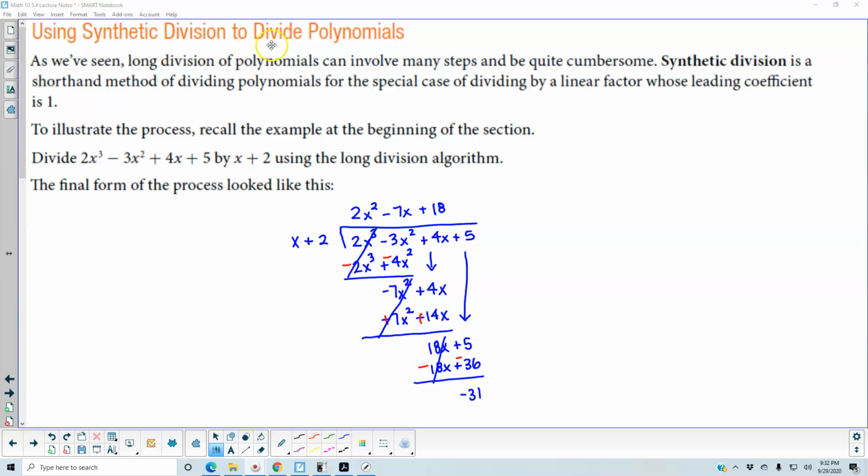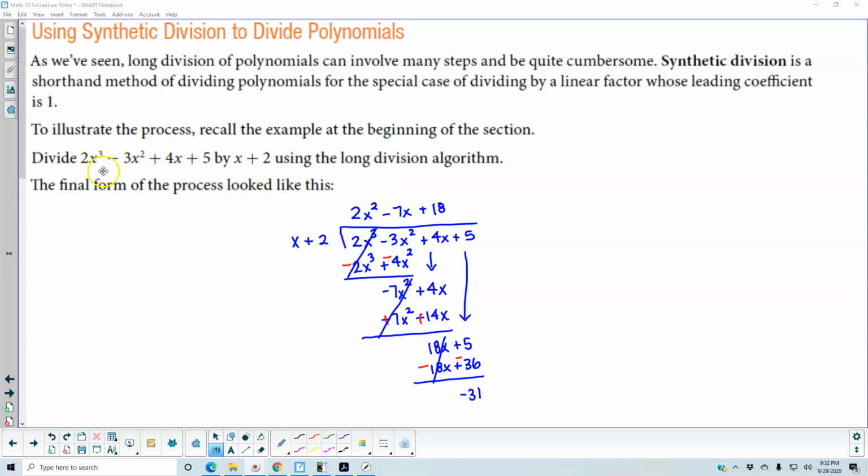Using synthetic division to divide polynomials. As we've seen, long division of polynomials can involve many steps and be quite cumbersome. Synthetic division is a shorthand method of dividing polynomials for the special case of dividing by a linear factor whose leading coefficient is 1. To illustrate the process, recall the example that we did at the beginning of the section.